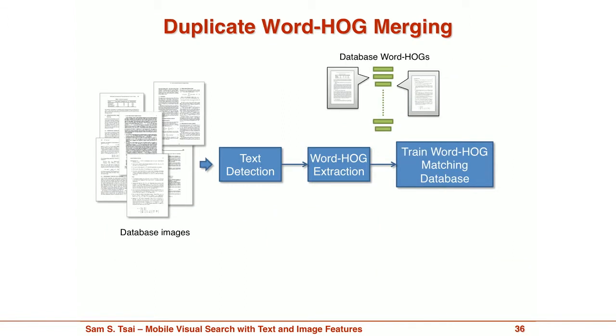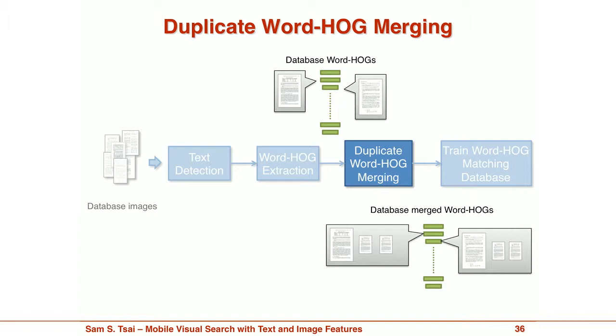We note here that the flow is very similar to text-based search, but for text we can find the same words easily. For Word-HOGs, it's not that easy because we have gradient features. So to prevent the Word-HOG count of the database from growing too large, we need to do duplicate Word-HOG merging. In this case, we find similar Word-HOGs and group them together. We would use one representative Word-HOG for each set. When we merge scores, we simply pass the score for multiple documents instead of just one.